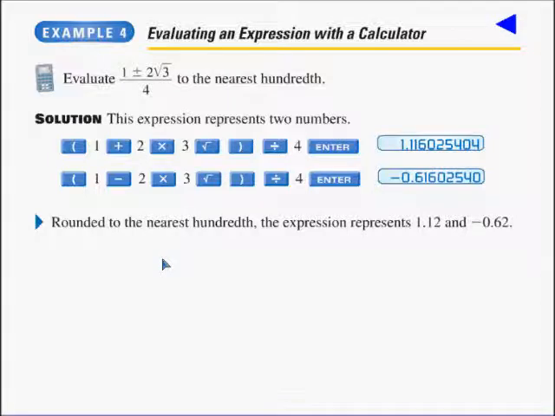Again, I think maybe my slides are in the wrong place, so I'm going to move on past this. Oh no, we did not practice evaluating with a calculator yet.